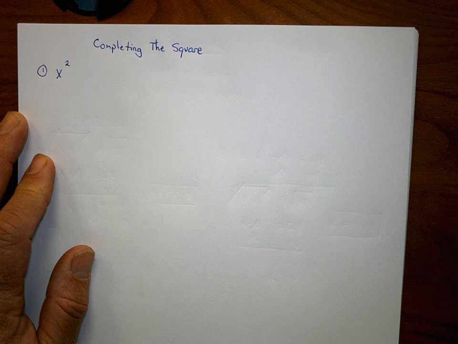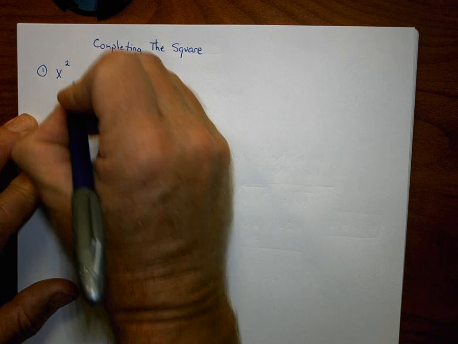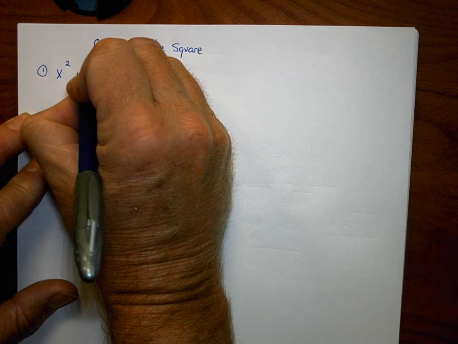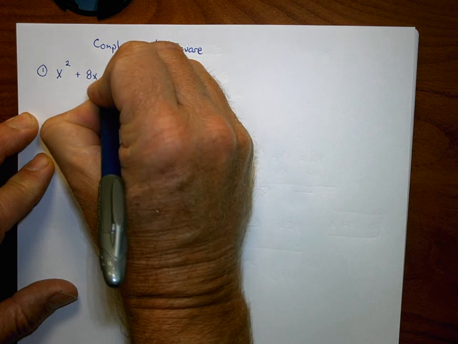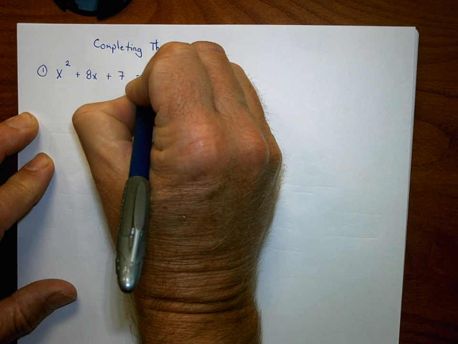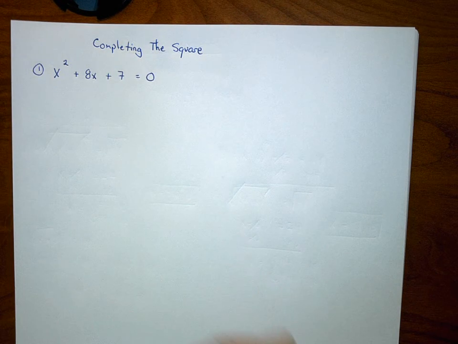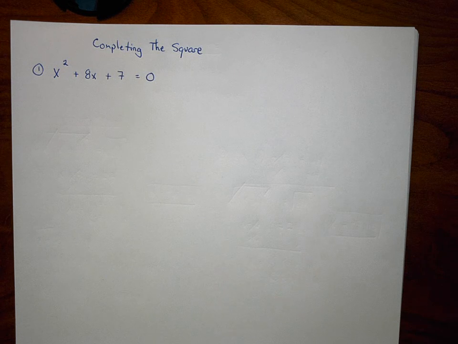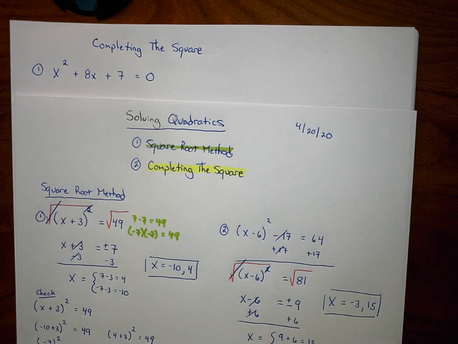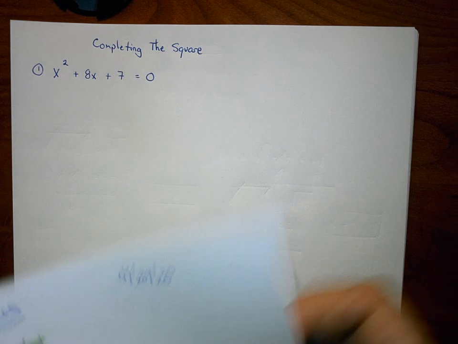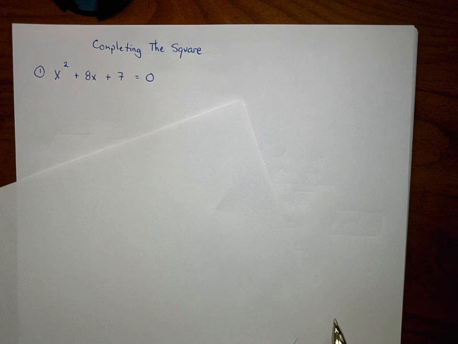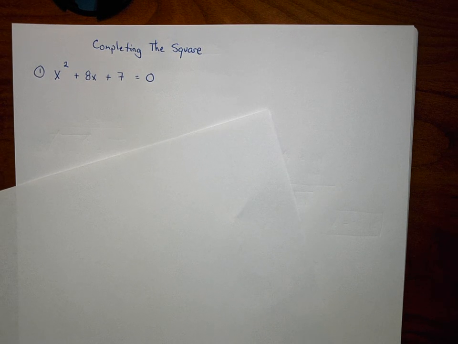So we have x squared plus 8x plus 7 is equal to 0. And you hopefully can see right away when I compare my notes from when I use the square root method here. So you can see when I use the square root method, and let me just fold the paper so it just shows up a little bit cleaner on the notes here.